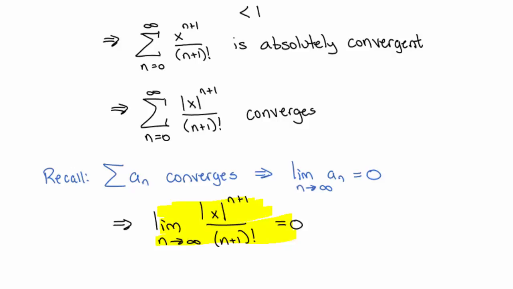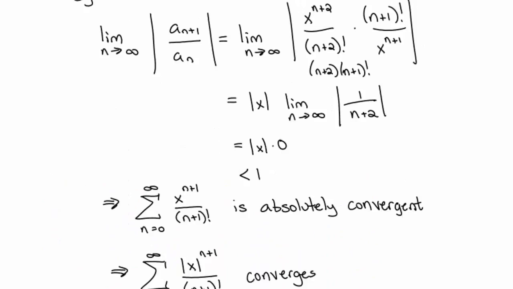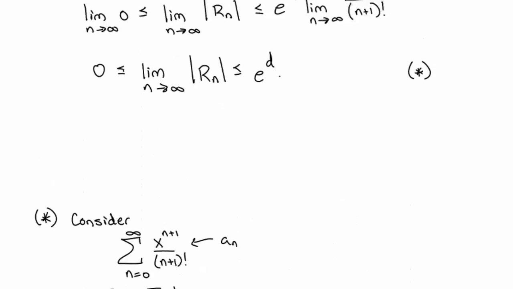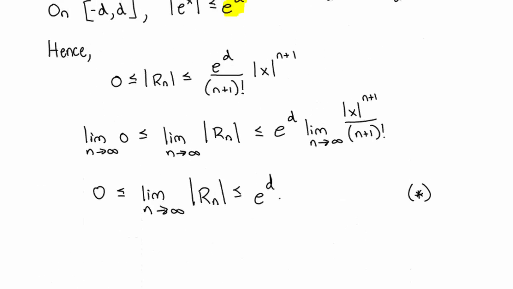And I'm going to scroll up here. Now remember, the limit as n goes to infinity of that absolute value of x to the n plus 1 over n plus 1 factorial, I know that will be 0. Let me scroll up and see if I can find that. Oh, look, right here. Isn't that the same expression? Sure is. And so I know that will be 0.